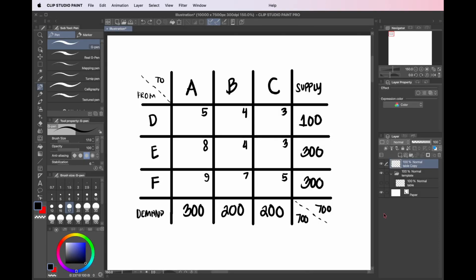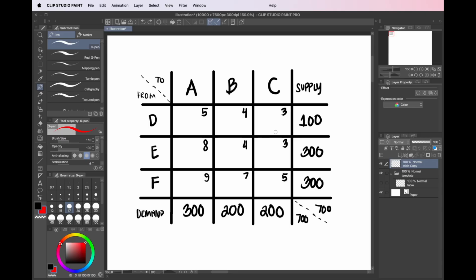Hi guys, this is how to do the transportation method. So basically first, we're going to create a table which we have now here. Of course, this will vary based on the given, but this is the example that mom used.